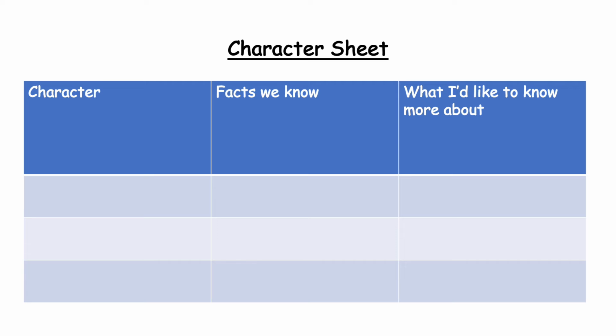So, what character could we choose? I'm going to choose Lila. Facts we know: I know that she's determined to be a real firework maker. And what I'd like to know more about is how she's going to get the missing ingredient.